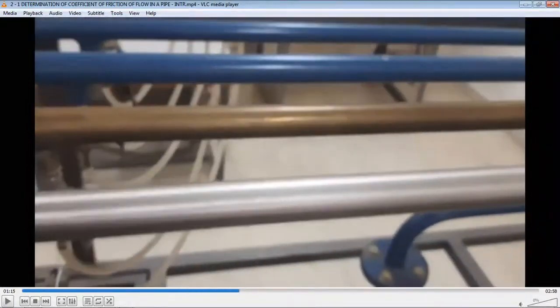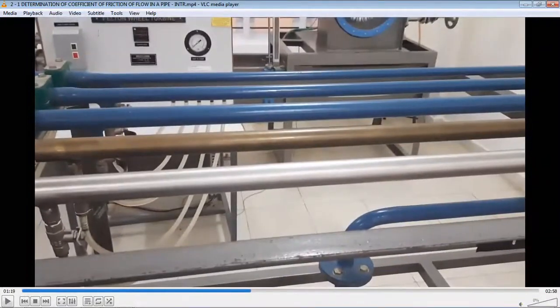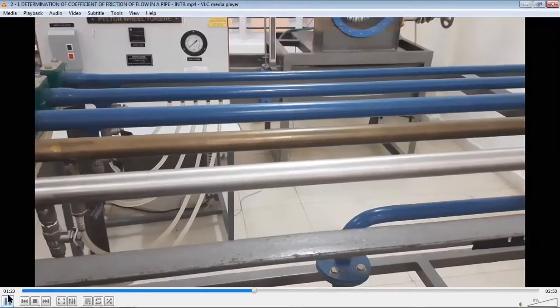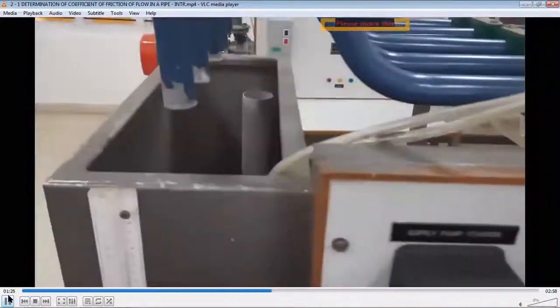See, this is the stainless, and next one is the brass. This is a 1 inch pipe, 1 inch pipe, 3/4 inch second pipe. Last one is the half inch pipe. Totally five different pipes are there. Three are different materials and three are different diameters.